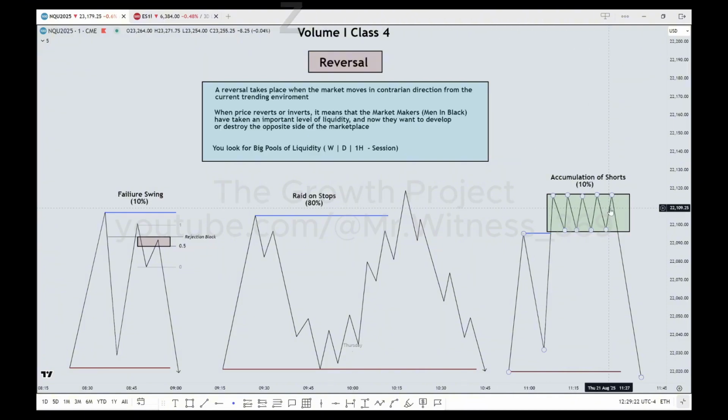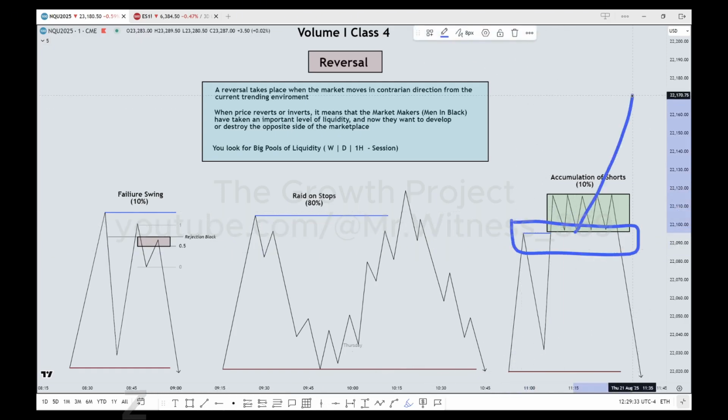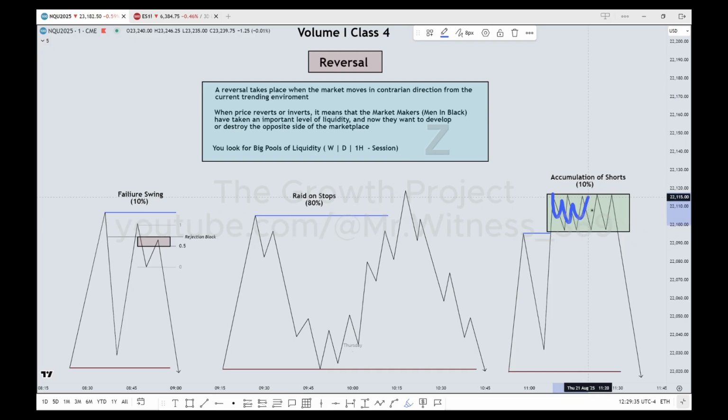So who are they selling to? They are selling to dumb money, retail traders, uninformed money. So they're going to be buying, thinking this is going to keep pushing higher, while the smart money is accumulating short positions here. So they are selling to the retail traders before the market drops lower.